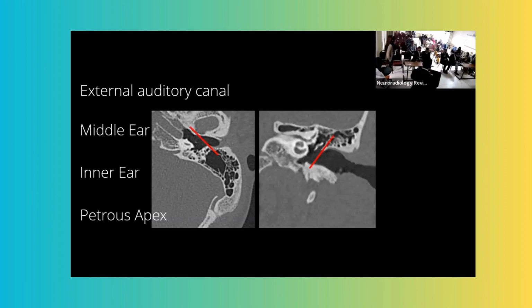So you can see the red line dividing the external auditory canal from the middle ear, and the yellow line is dividing the middle ear from the internal ear. And the star is basically the petrous bone.